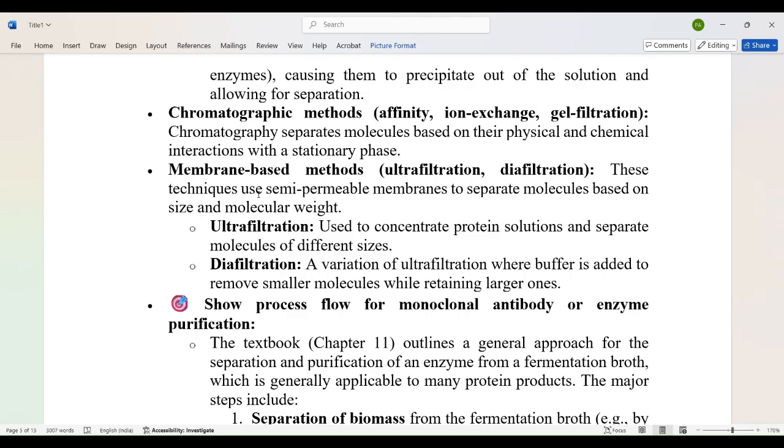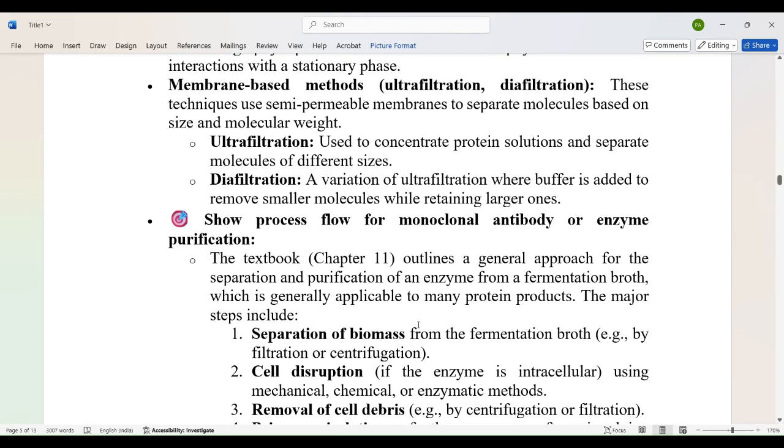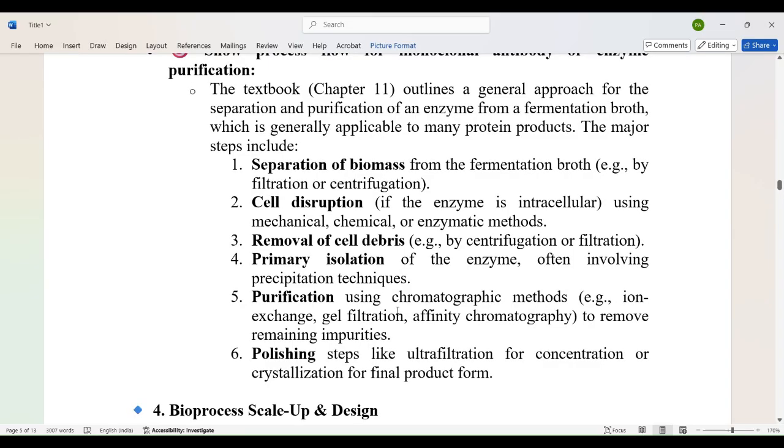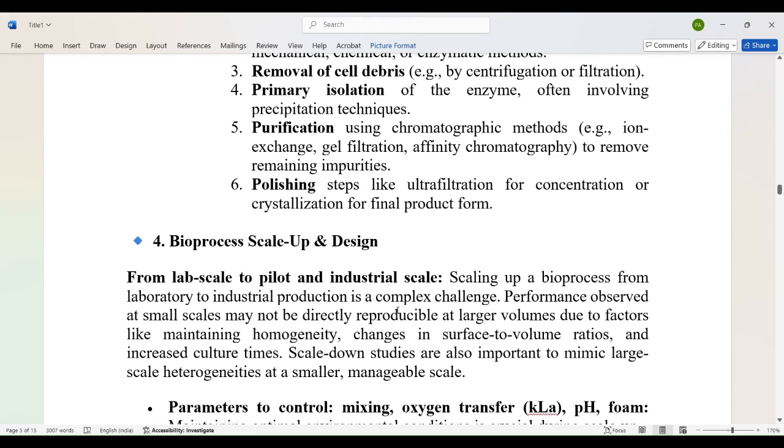So different types of ions, whatever we know about the nature of our final product or impurity, based on that we can perform a particular purification or separation technique, right? Then these are membrane based methods, which are filtration, different types of filtration, right? You can refer to chapter 11 from Michael Shuler and Kargi's book, Bioprocess Engineering: Basic Concepts.